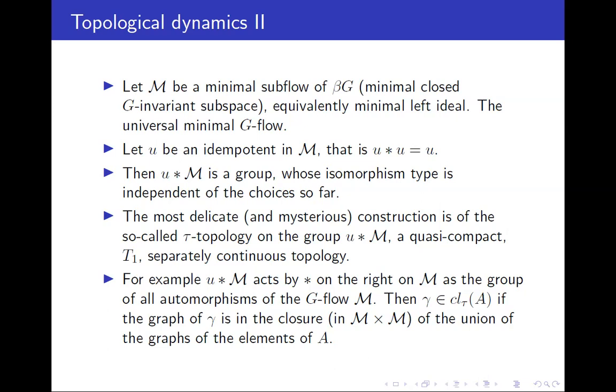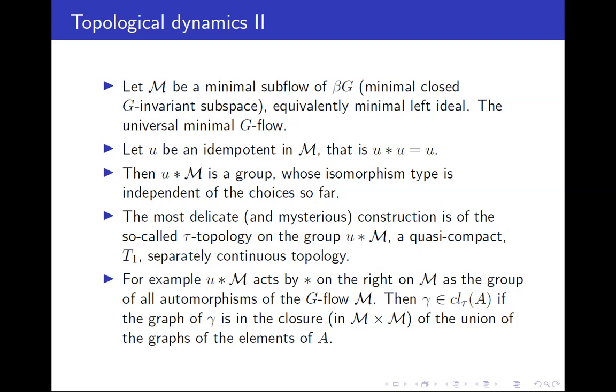Then we define, for gamma a member of U star M, this new topology: gamma is in the Tor closure of A if the graph of gamma, which is a subset of M cross M, is in the closure of the union of the graphs of the elements of A. The closure in what topology? Well, beta G is a topological space, actually a profinite space. So M is a closed subspace, with the topology induced by beta G, and M cross M has the product topology. This is just the Stone topology, what we call the profinite topology. The topology on M cross M is the product topology coming from the topology on M induced by that of beta G.